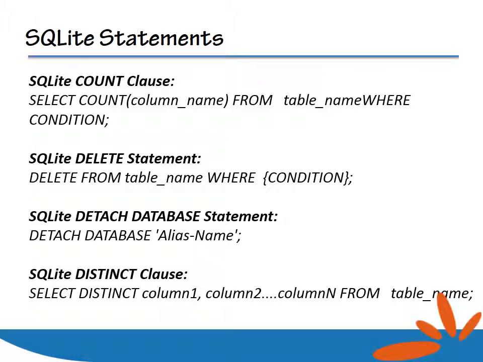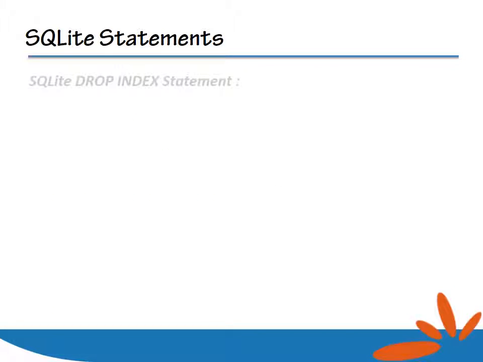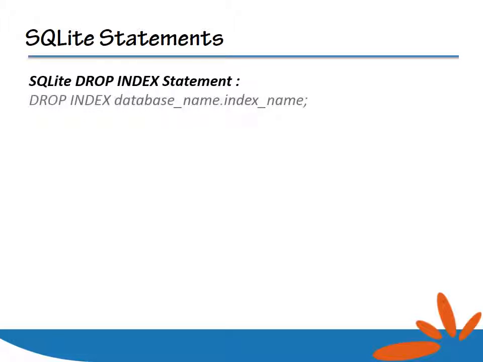The next one is the SQLite DROP INDEX statement. The code is DROP INDEX database name dot index name. Next, SQLite DROP TABLE statement: DROP TABLE database name dot table name.